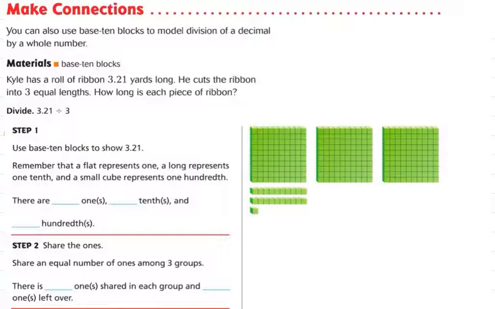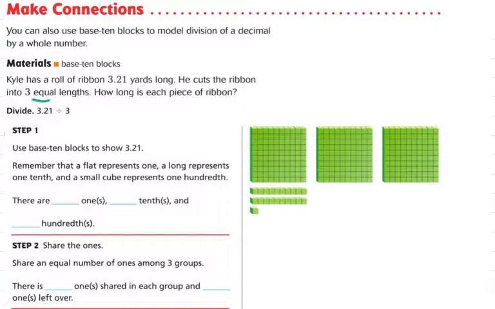Boys and girls, it says you can also use base 10 blocks to model division of a decimal. So in the first part we did a decimal model where we actually cut up physically that model and used that to help us with the problem. So for this one we're going to use our base 10 pieces. So you can push and slide those other objects to the side, and we're going to use our base 10 pieces for our part of our materials. So it says Kyle has a roll of ribbon that is 3 and 21/100 yards long. He cuts the ribbon into 3 equal segments.